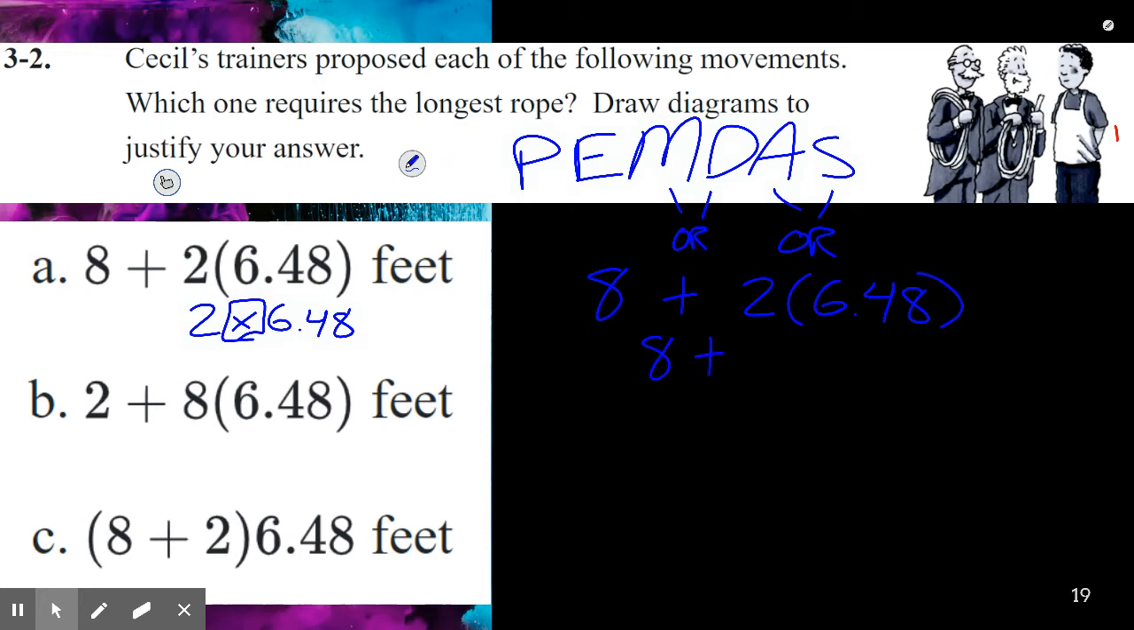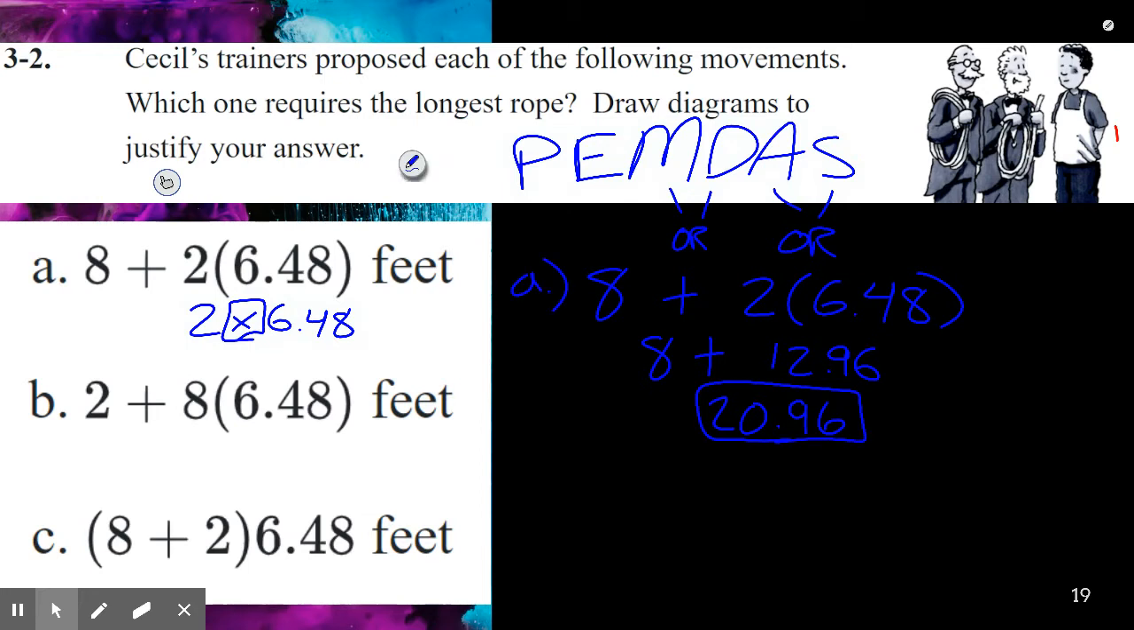So if we do 2 times 6.48, that's going to give us 12.96. When we do 2 times 4, 8. And then we do 2 times 6, that's going to give us 12. Then we have 8 plus 12.96, and that's going to give us 20.96. So that's how far we traveled in the first example, part A.